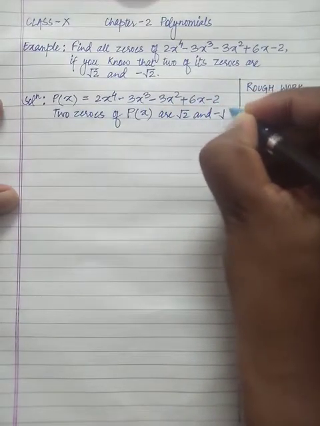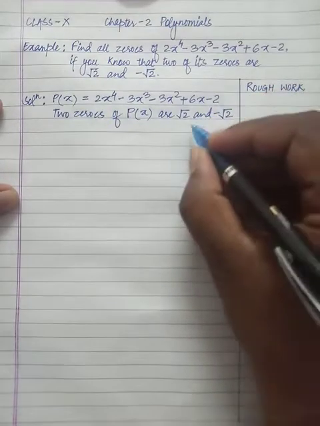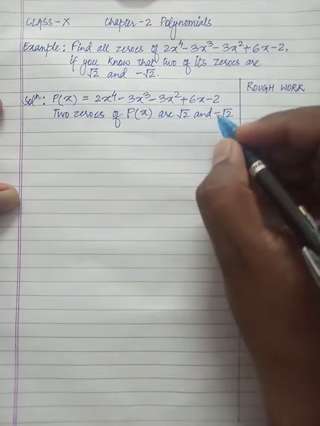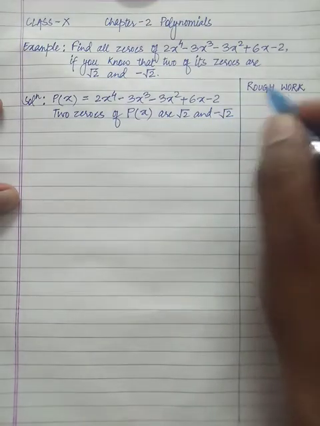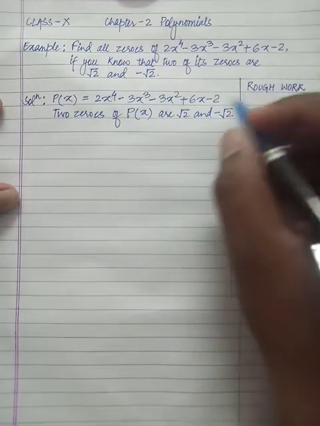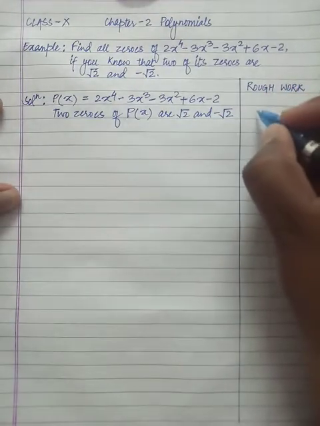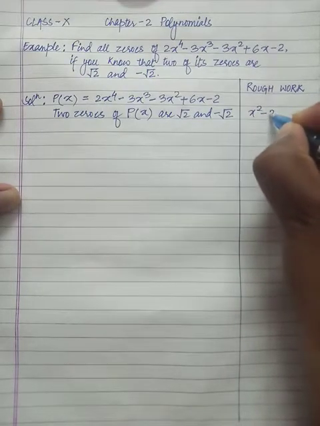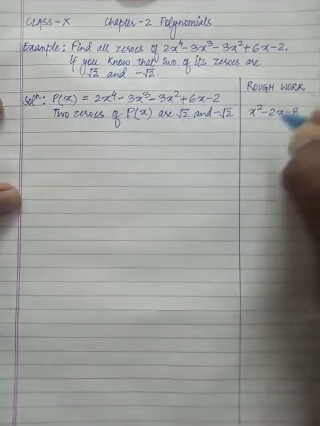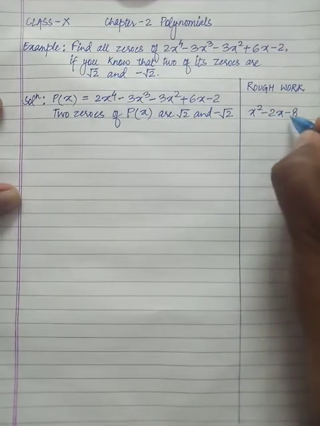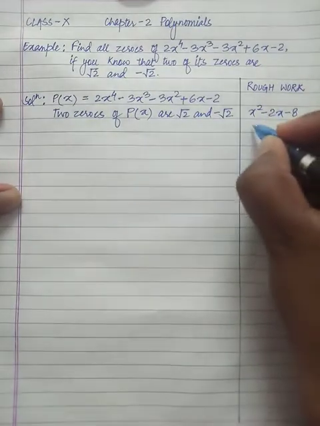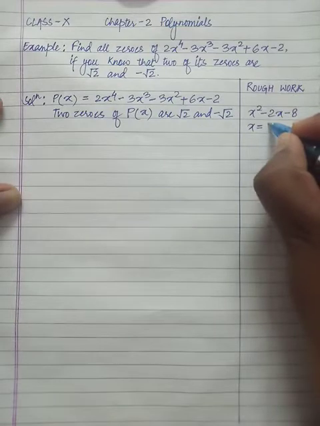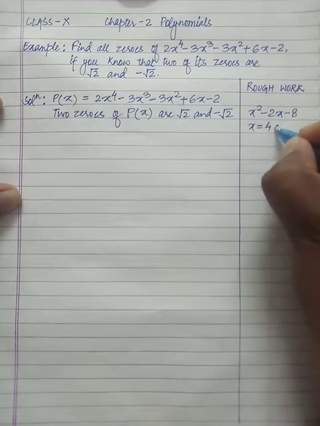In class 9th we have learned a concept, that if zeros of any polynomial are given, we can calculate the factors also using the factor theorem. There are two theorems in class 9th, the remainder theorem and the factor theorem. You can see one example here. Suppose there is a quadratic polynomial x square minus 2x minus 8. We can find the zeros of this quadratic polynomial using middle term splitting. Suppose the zeros of this polynomial are 4 and minus 2.